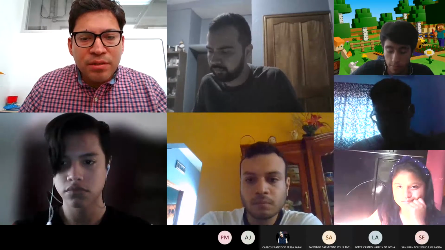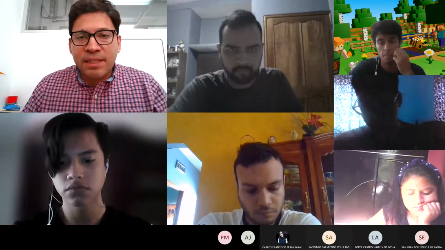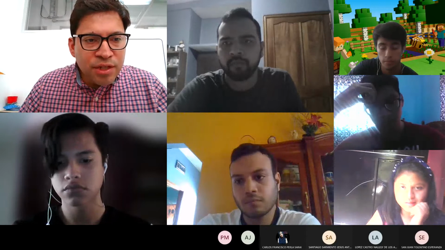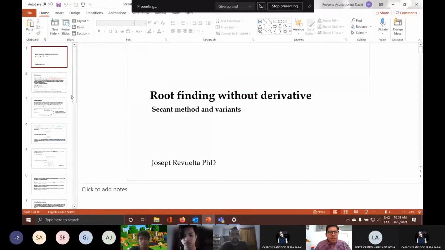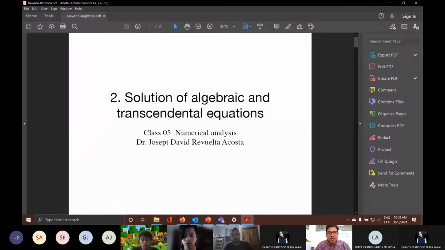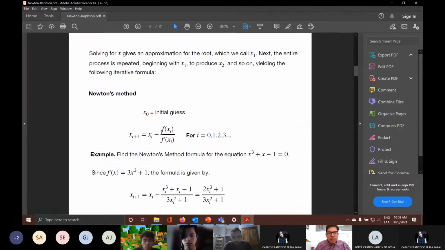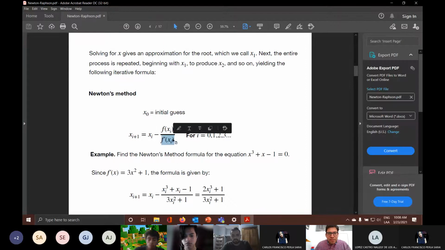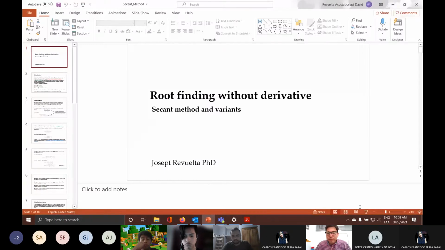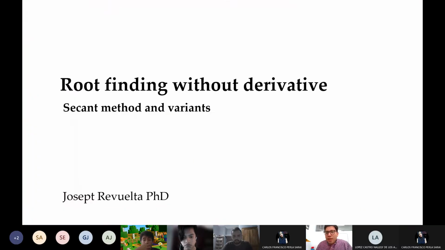In the Newton-Raphson evaluation, we were using the derivative to obtain the solution. Newton-Raphson uses the function itself and then the derivative. But what happens when we don't have the derivative? There are some functions that are very hard to differentiate, so complicated that we cannot get the derivative. So we have to move to a different method.